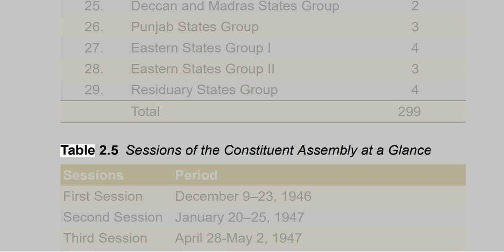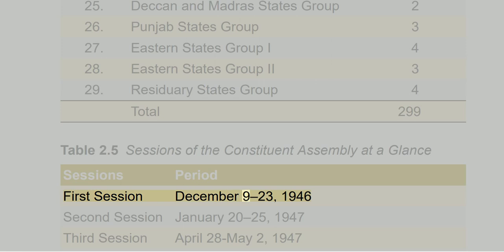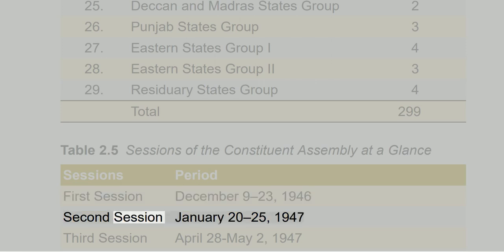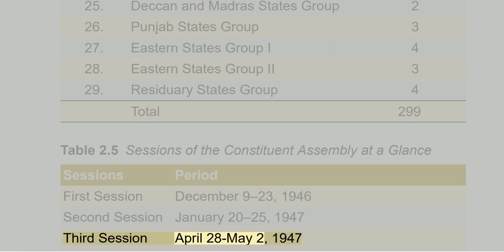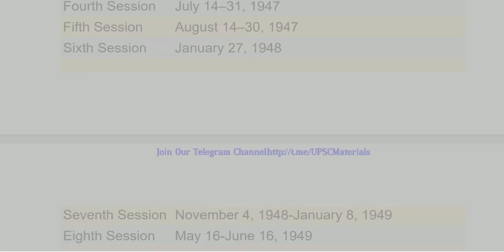Table 2.5: Sessions of the Constituent Assembly at a glance. First session: December 9-23, 1946. Second session: January 20-25, 1947. Third session: April 28 to May 2, 1947. Fourth session: July 14-31, 1947. Fifth session: August 14-30, 1947. Sixth session: January 27, 1948.